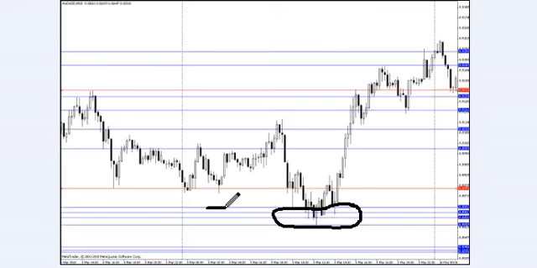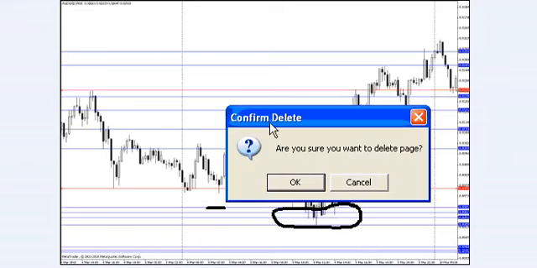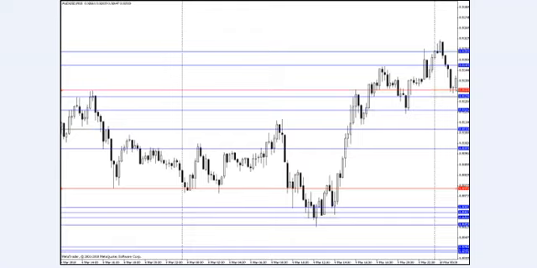Our QuickView levels give us the support. If the first move is to the downside, breaking the previous day's low, we will go long from a support level of QuickView, as you can see here. And let me get rid of this. We can start another one.